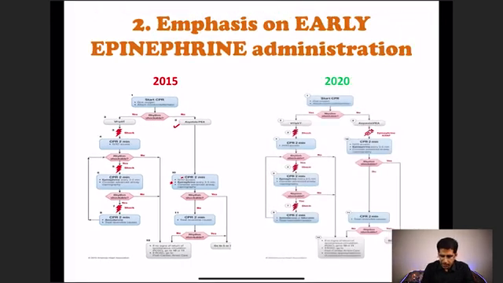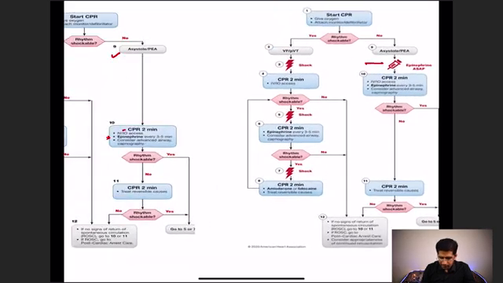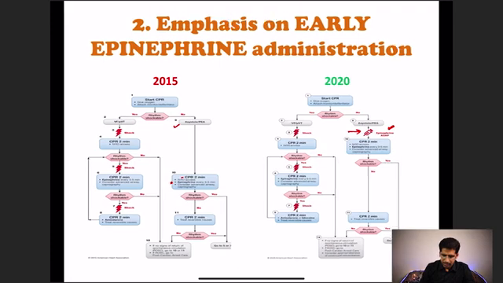Now in 2020, they have added epinephrine over here in cases of asystole or PEA. PEA is pulseless electrical activity. So this is a new addition. And then obviously you have to start the CPR and repeat epinephrine every 3 to 5 minutes, right? So this was our second update. Coming on to the third.